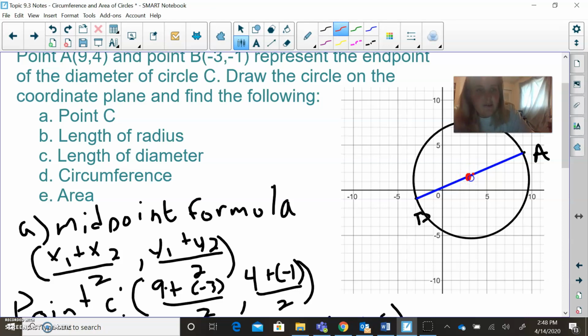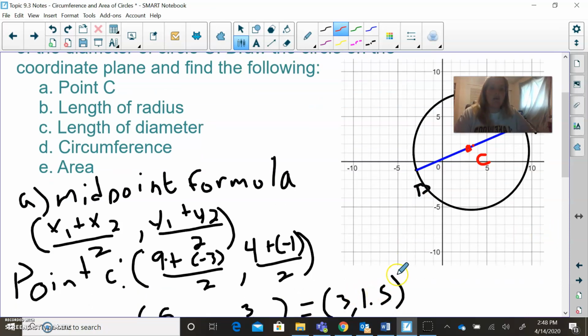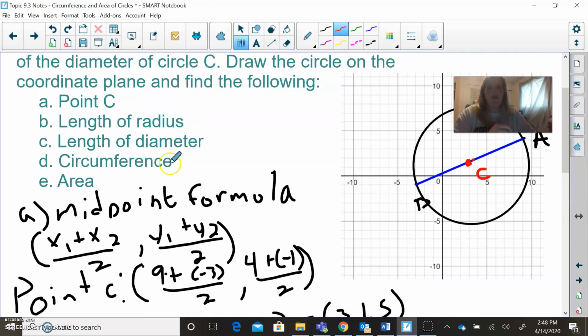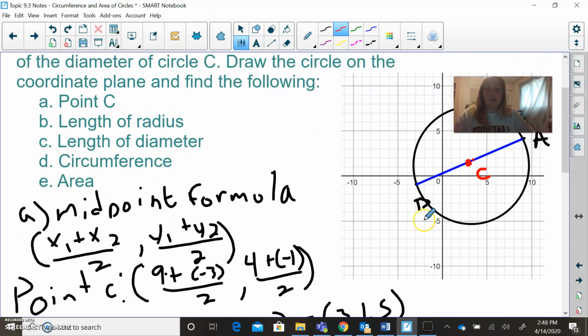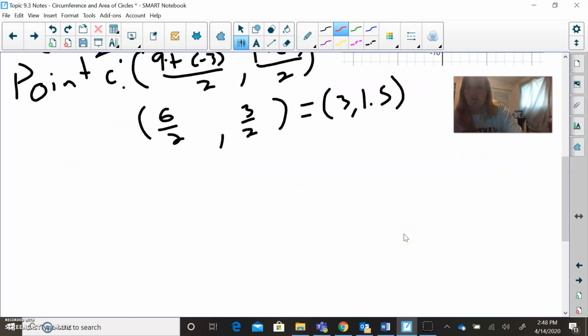So here's our C value. C is right there. That is the center of our circle. Our center is at (3, 1.5). Now we need to find the length of the radius. We can find the length of the radius using the distance formula. I know you guys are probably tired of using the distance formula. So we're going to find the distance between B and C. You could use A and C, but I'm going to use B and C. Okay? So part B.